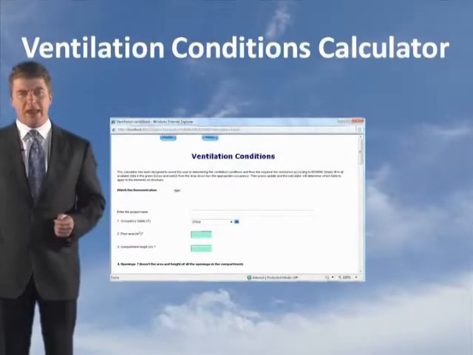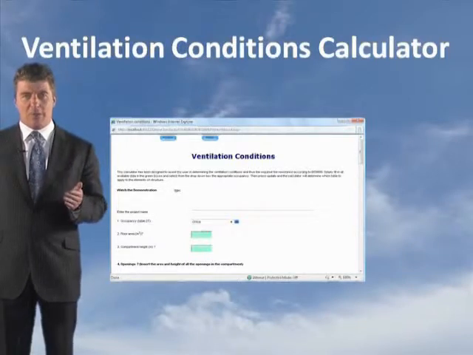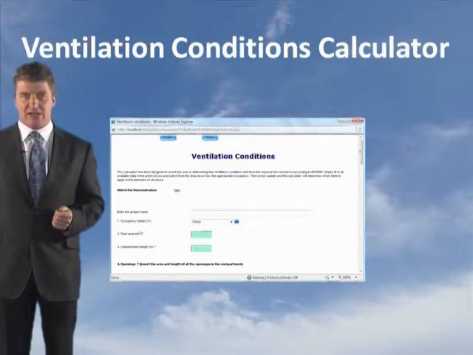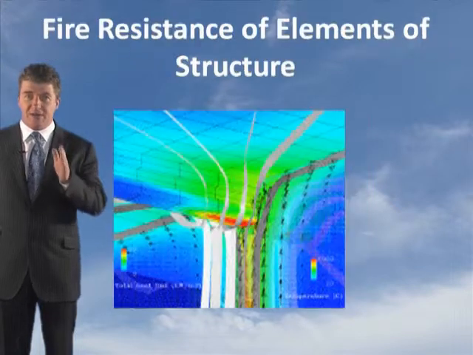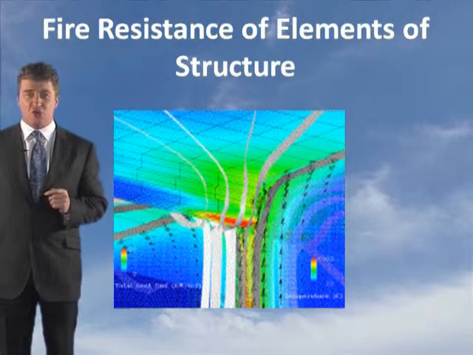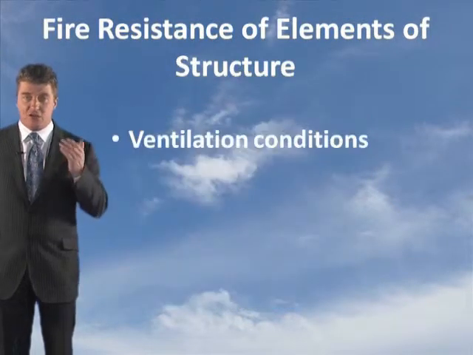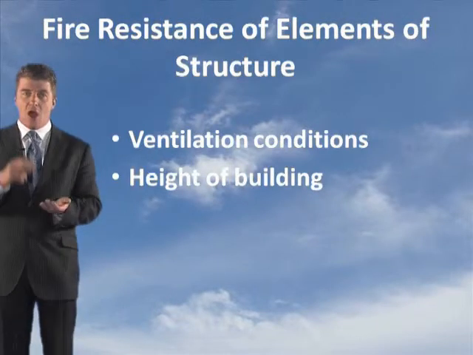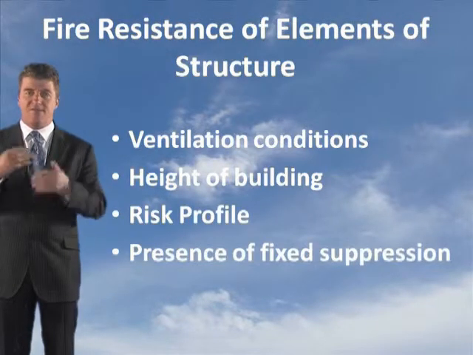Our BS9999 online calculator also incorporates the ventilation conditions calculator, which will enable you to determine the fire resistance of the elements of structure dependent on the ventilation conditions, the height of the building, risk profile, and the presence of fixed suppression or sprinkler systems. It lets you work out which table to use in the code. In other words, you can work out the ventilation conditions with our calculator and it'll tell you what fire resistance to specify, and it'll also let you vary any parameter and instantly see the impact on the required fire resistance.